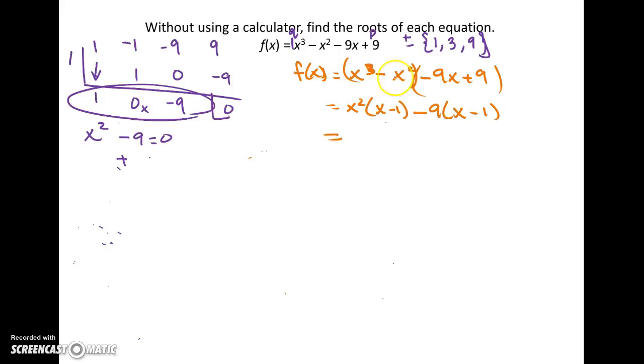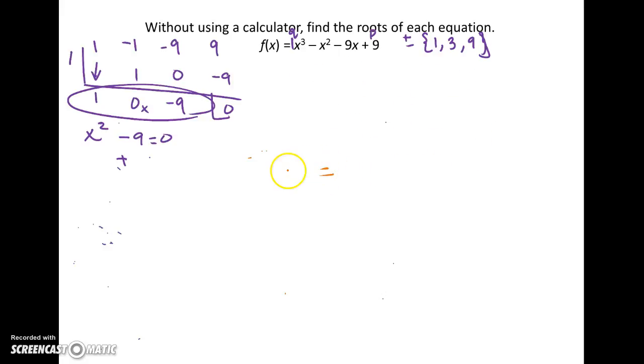It's not that you have to do it this way. It's just a good review of this method. And if you see certain things that look like this could work, then try it because it's kind of a time saver, especially if you don't get to use a calculator. Okay, so these both have an x minus 1 in common. So I'm going to factor that out. Once it's factored out, this is gone and this is gone. And what's left? Well, left here is x squared, and left here is minus 9.